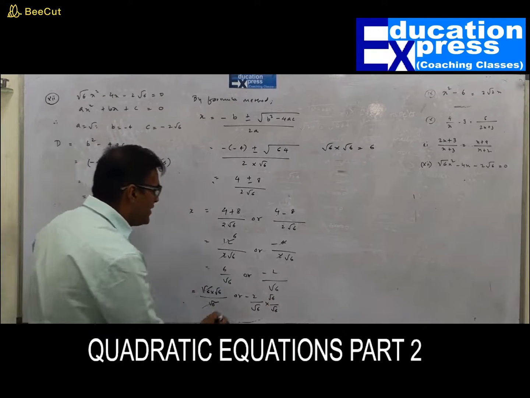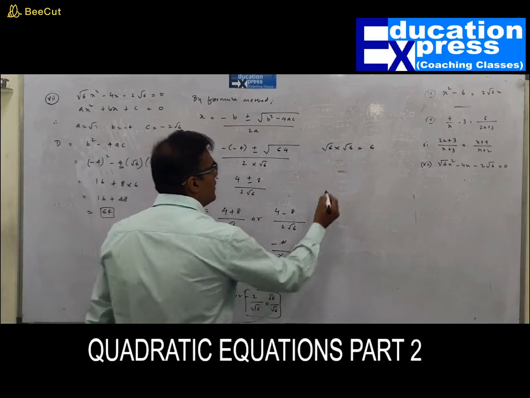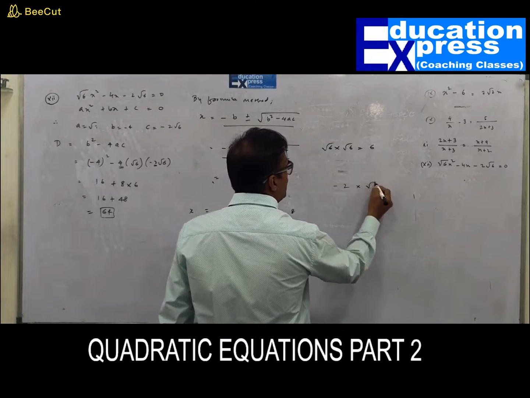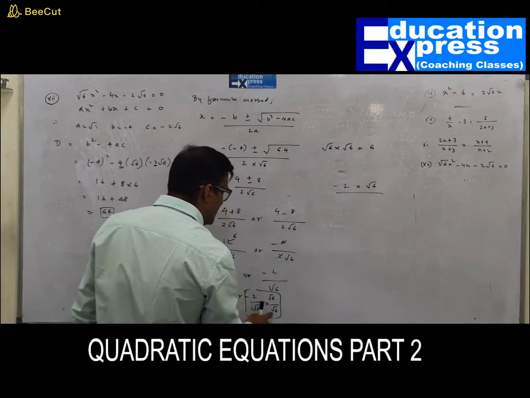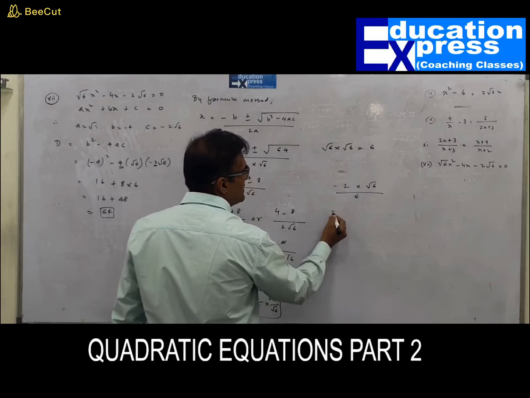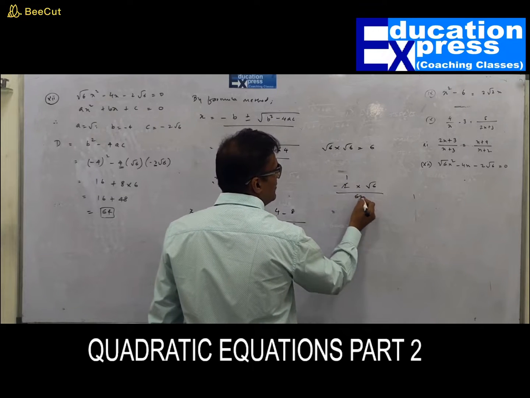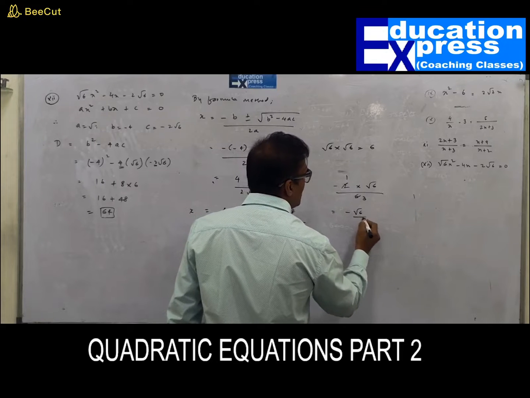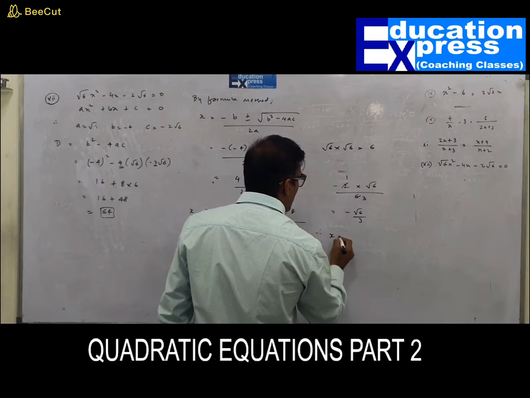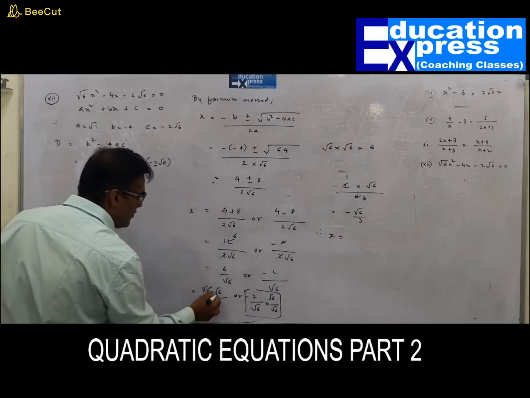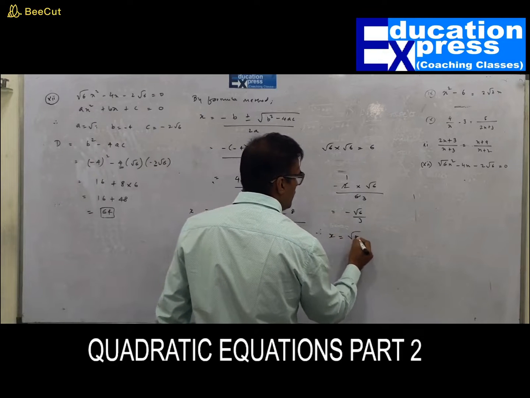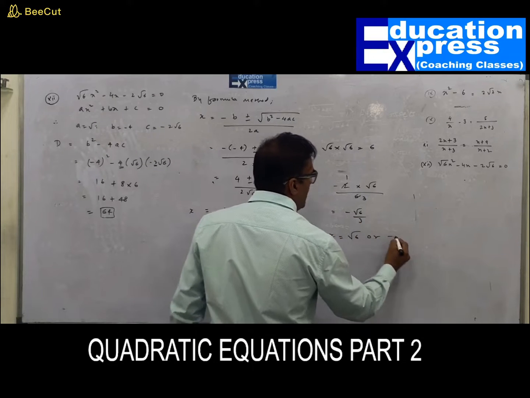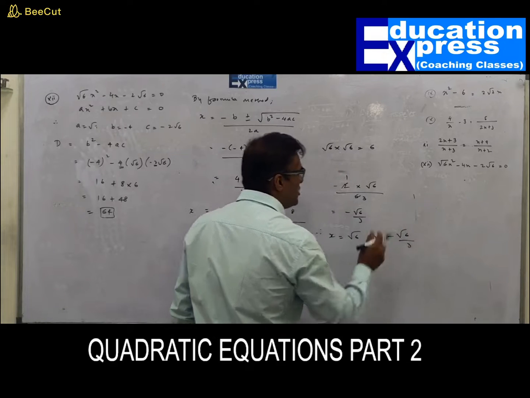Or here what we can do is multiply by root 6 and divide by root 6. So what will this result into? This part, minus 2 into root 6 upon root 6 into root 6, that will be 6. That means 1s are and 3s are. So this would result into minus root 6 upon 3. Therefore, the possible values of x will be root 6 or minus root 6 upon 3.